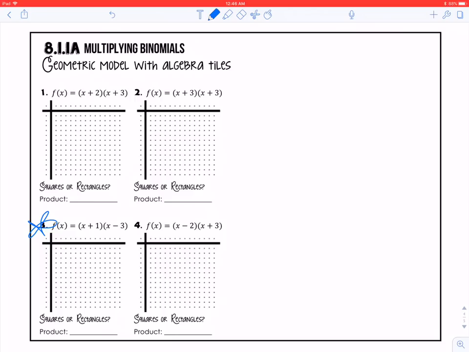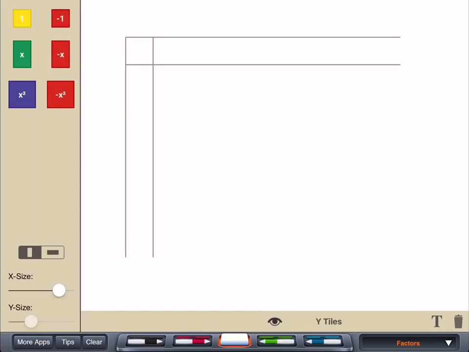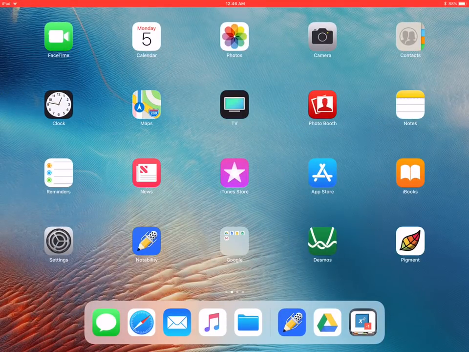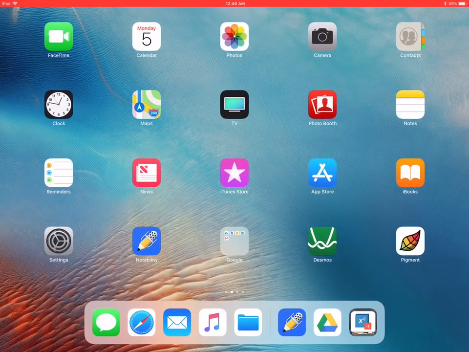So if you will dump out your tiles and go ahead and set yourself up a grid with your Expo marker on your table so that you can have that little t-chart as well. I'm going to pull up our app here. And we said we were going to do x plus 1. Ooh, let me double check. Yes, x plus 1 times x minus 3.